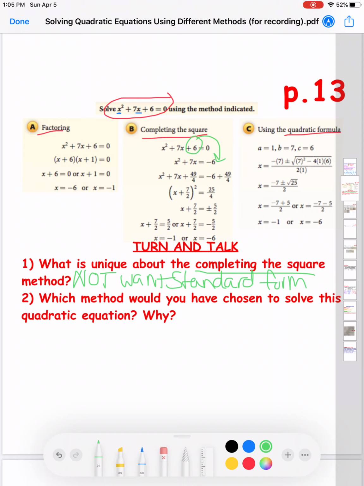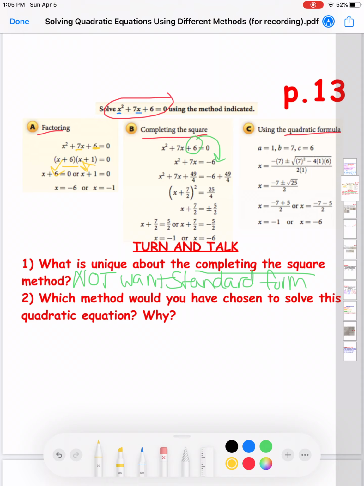Now the second question is really just a personal preference. Which method would you have chosen to solve this equation and why? So just to walk through the methods, in factoring we asked ourselves what multiplied to 6 and added to 7, and that was +6 and +1. We then used our zero product property to solve each equation and get our two answers.